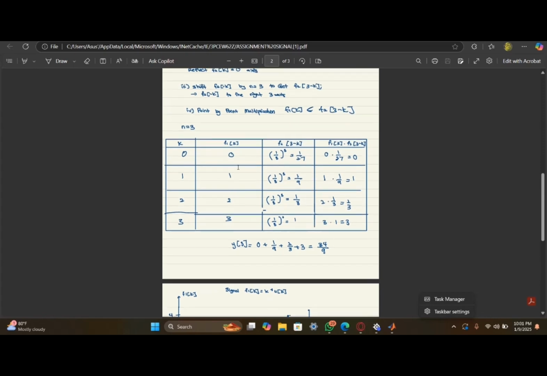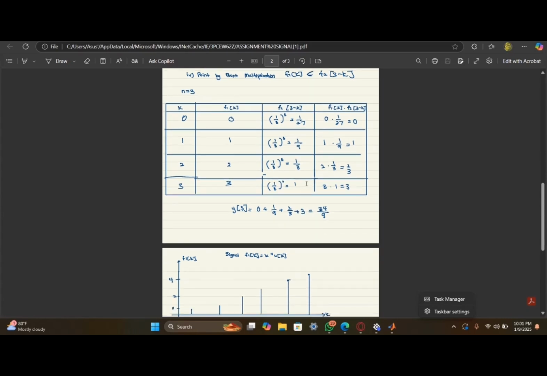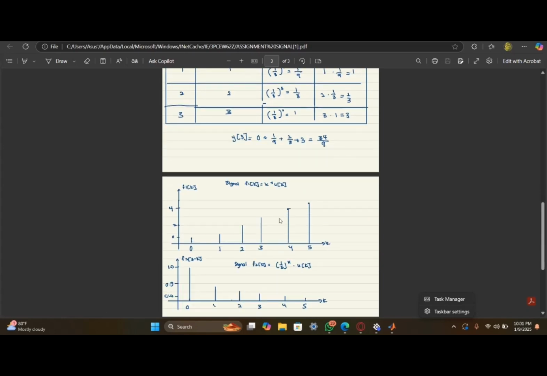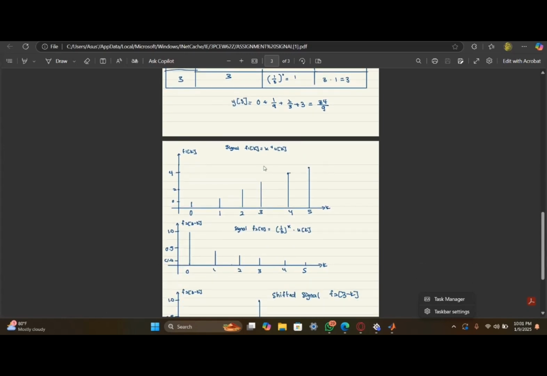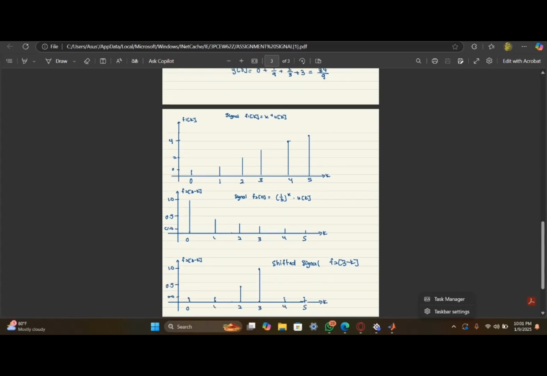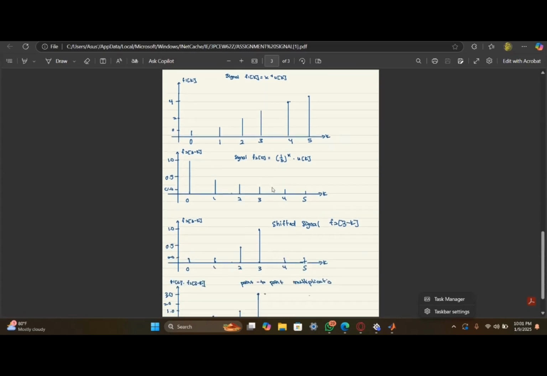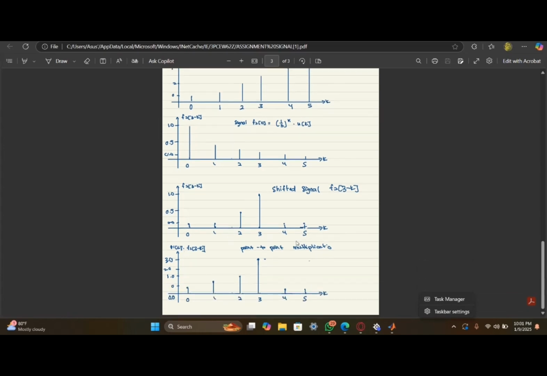This is the manual table representation, where n equal to 3. We have k, f1, f2, and f1 times f2. This is the summation of the products of f1 and f2. This is the graph for f1. This is the graph for f2. This is the graph for the shifted signal f2. And this is the last graph, which is f1 and f2 multiplied point to point.